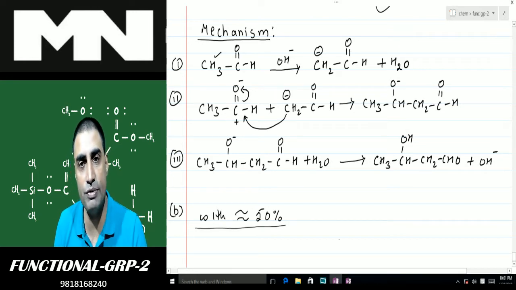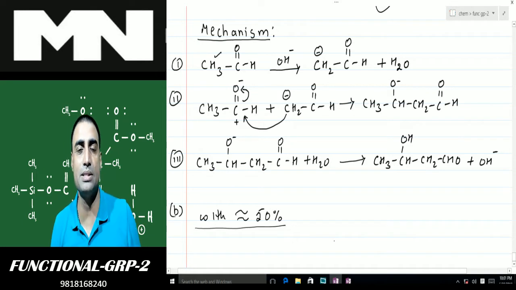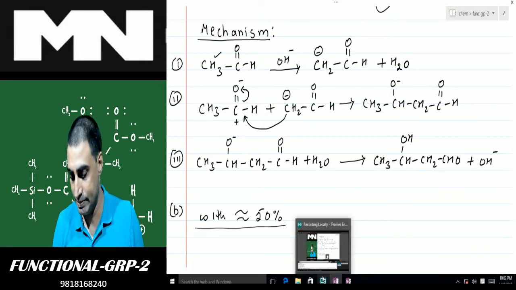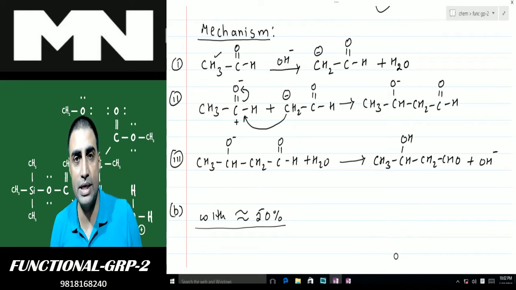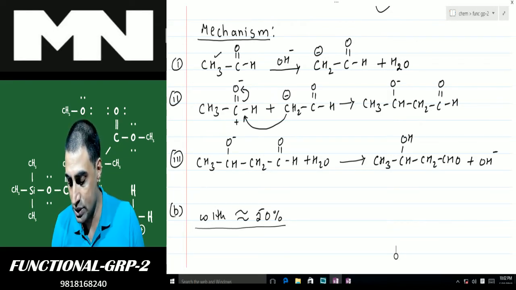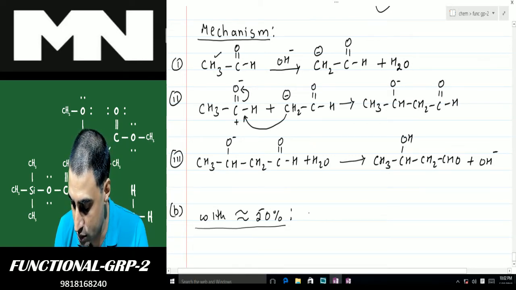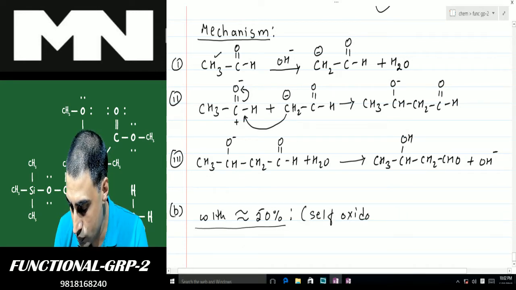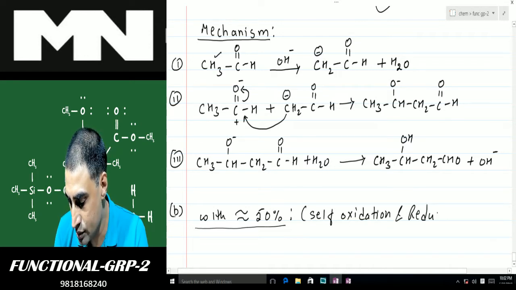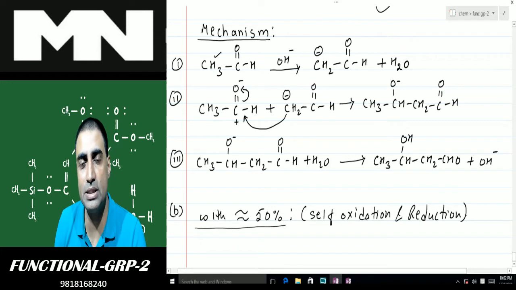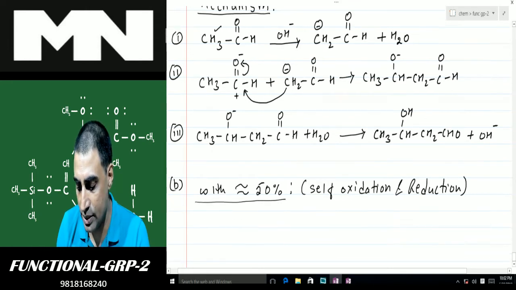When I'm saying with around 50% base, that means in this case, the base is not a catalyst. In fact, it is the reactant, and it carries out the self-oxidation reduction process here. So this reaction is a self-oxidation and reduction reaction. We know that oxidation of aldehydes forms carboxylic acid and reduction forms alcohol. So this is what is going to happen here.